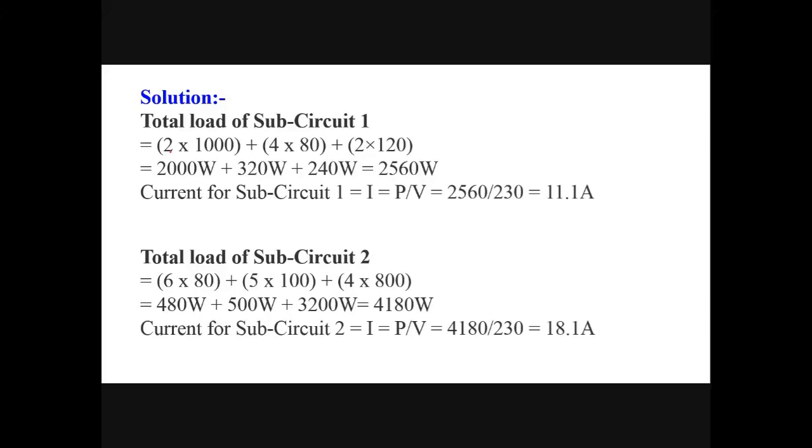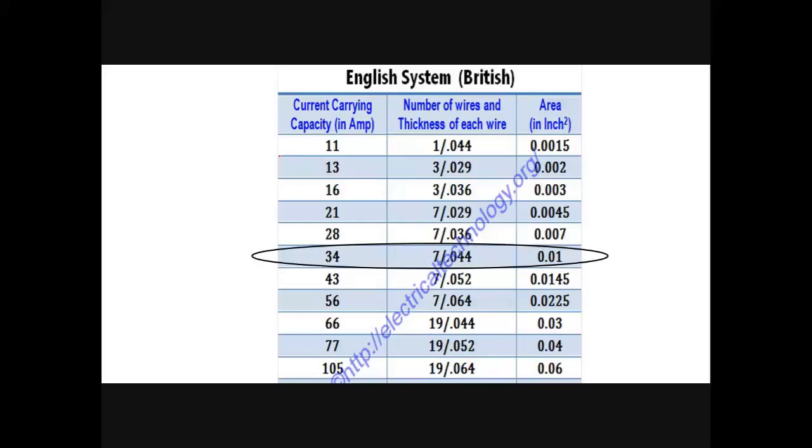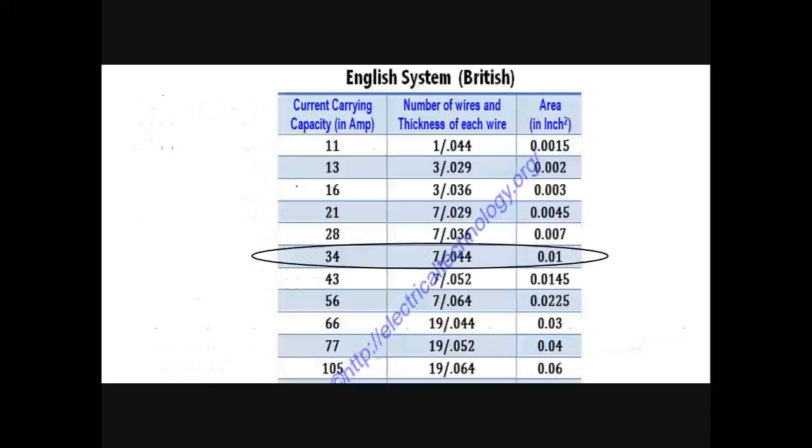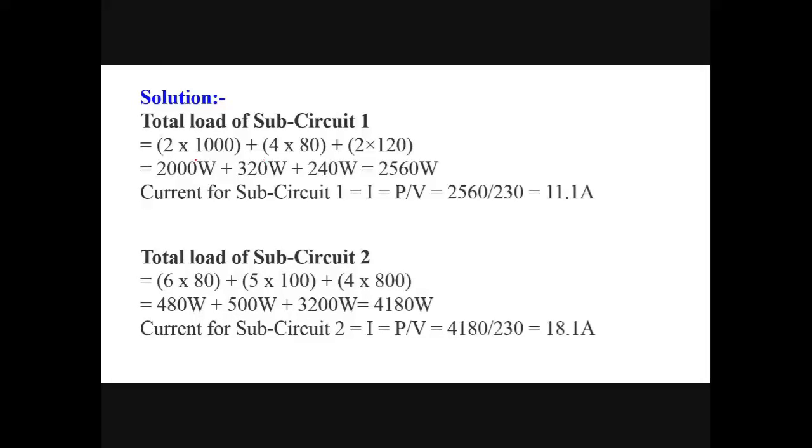What quantity have they given for sub-circuit 1? They have given 2 lamps, each of 1000 watt. They have given 4 fans, each of 80 watt, and 2 TVs, each of 120 watt. We are interested in finding the total load first. We know how to find it: the quantity of a particular equipment multiplied by the wattage rating, and the addition of these different components will give us the total watt.